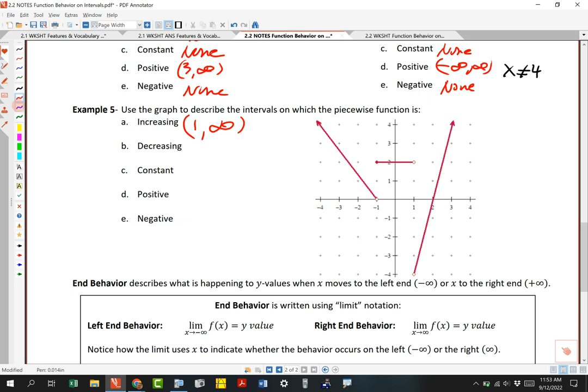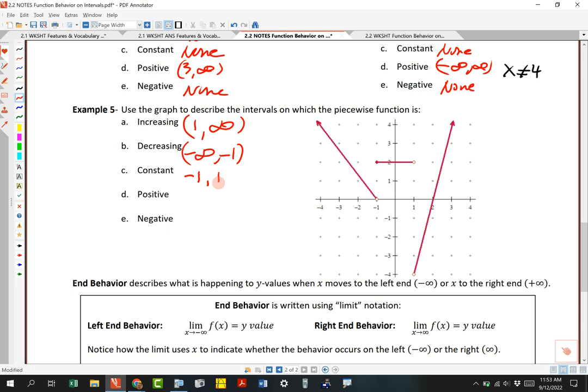Okay, Lizzie, can you help us out with the decreasing? Where is the graph going down from left to right? From -infinity to -1. Very good. From negative infinity to -1. We'd use round around both of those just to be on the safe side. Constant. Gavin, constant. From -1 to 1.